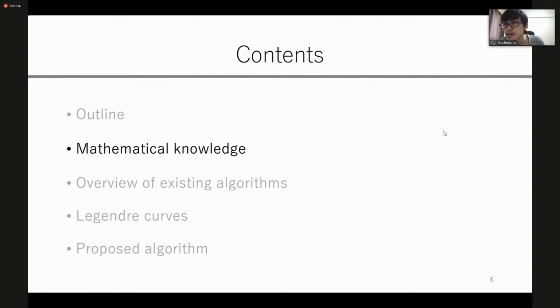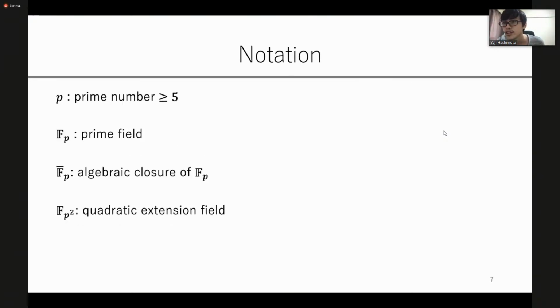I briefly explain the preliminary mathematical knowledge needed to explain supersingularity testing. Here, I explain the symbols used in this presentation. Let p be a prime number greater than or equal to 5, Fp be a prime field, F_p bar be an algebraic closure of Fp, and F_p^2 be a quadratic extension field.